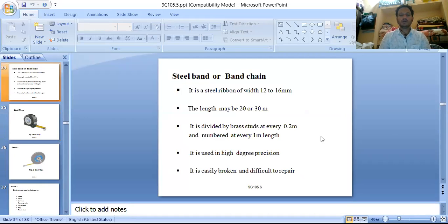We have steel band or band chain. It is steel ribbon of width 12 to 16 mm. The length may be 20 or 30 meters. It is divided by brass studs at every 0.2 meter and numbered at every 1 meter length. It is used in high degree precision works and it is usually broken and difficult to repair. Where we need more accuracy, we can use steel band or band chains.